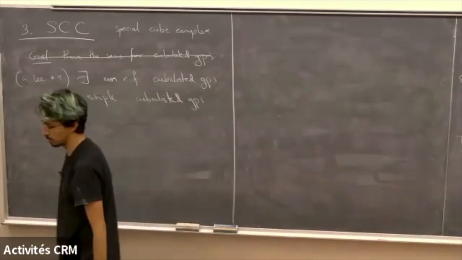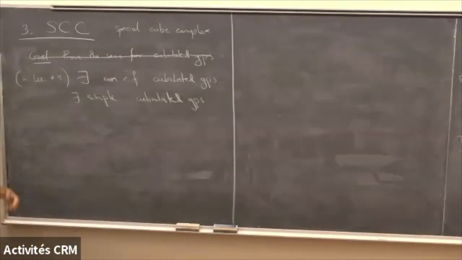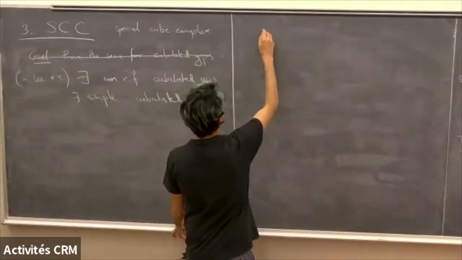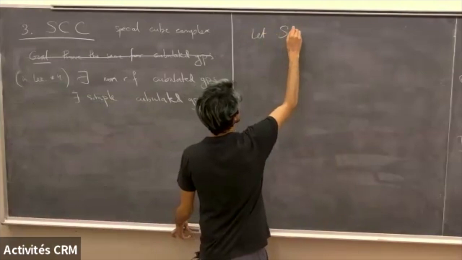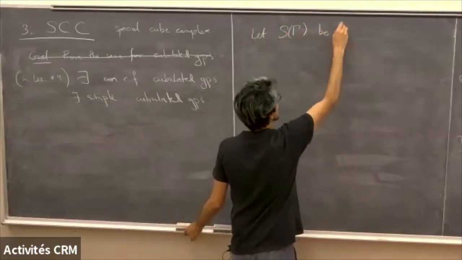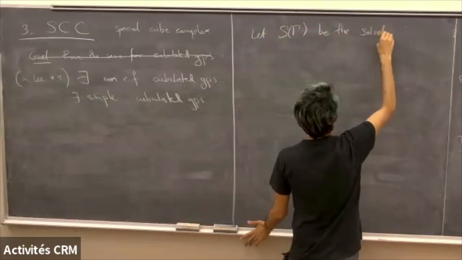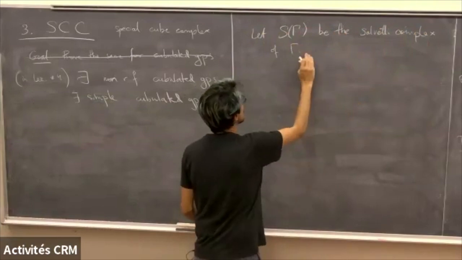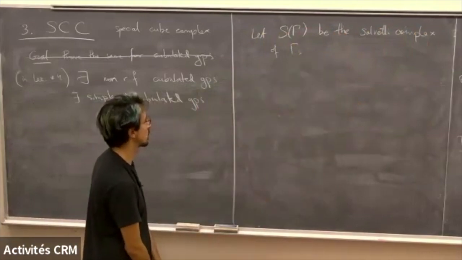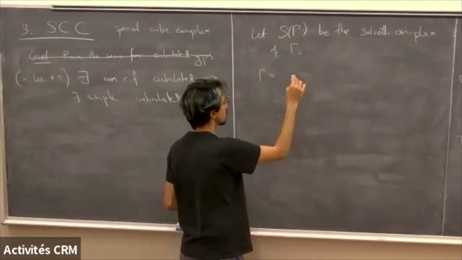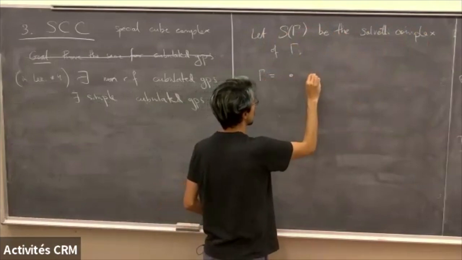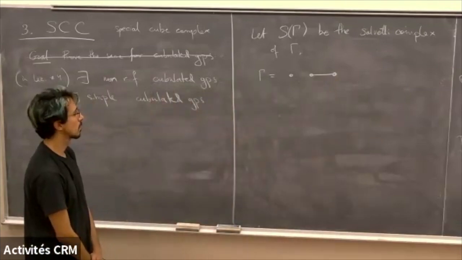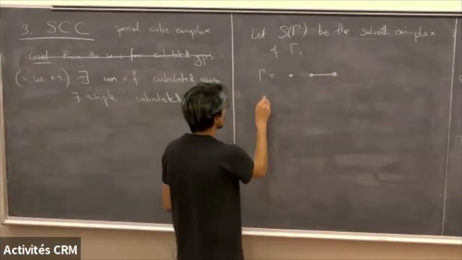Let's just try and play the same game, but now our target space will not be the graph. So let gamma be the flag complex. Okay, so let me remind you what this is. So gamma will be some finite graph. So let's just take an example. Okay, and then the Salvetti complex.